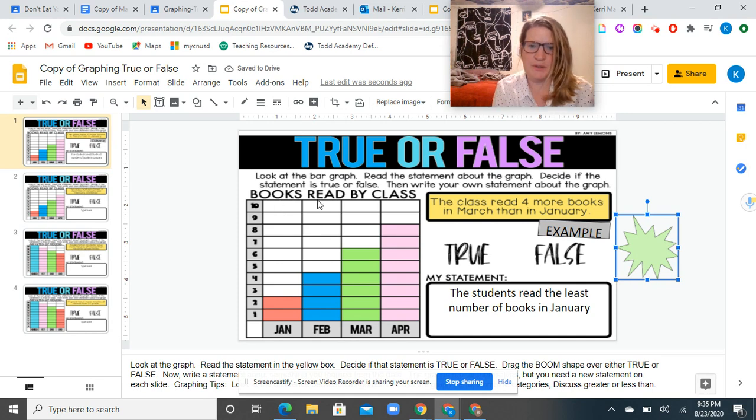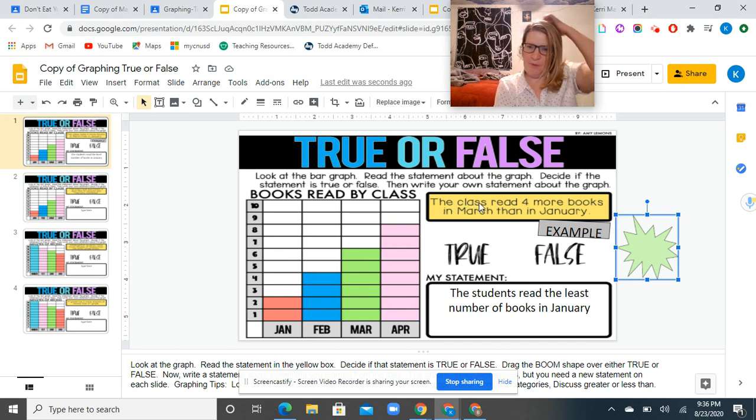So let's look at this graph. This is called books read by class. In January, we see they read 2 books. In February, the class read 4 books. In March, we jumped all the way up to 6 books. And in April, it jumps up to 8. So look at this pattern: 2, 4, 6, 8. I can tell by looking at this graph that every month they're growing by 2. So if in April they had 8, in May they're probably going to have 10 because they're jumping 2 books each time.